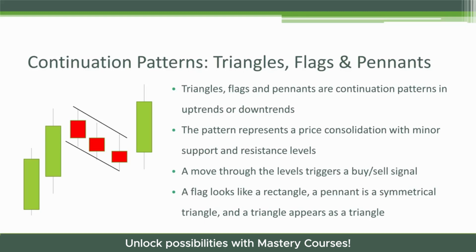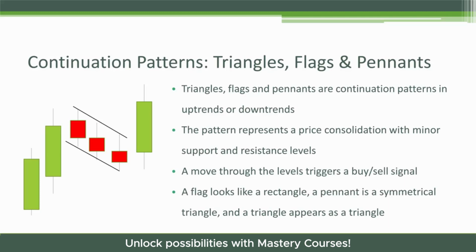The pattern represents a price consolidation with minor support and resistance levels. We can use these support and resistance levels as buy signals in the trend. If you'll remember, we talked about exponential moving averages and how we could use those as support levels to give us buy signals and sell signals in a trend. We can use triangles, flags, and pennants in the same way.